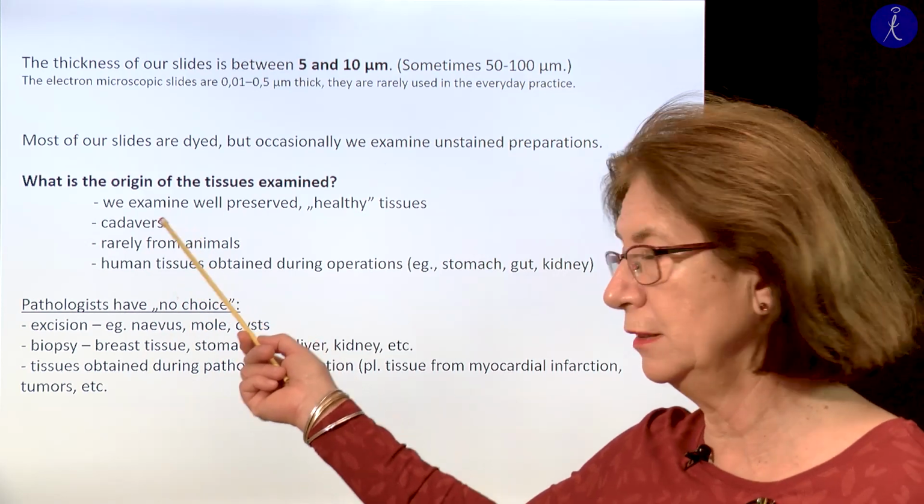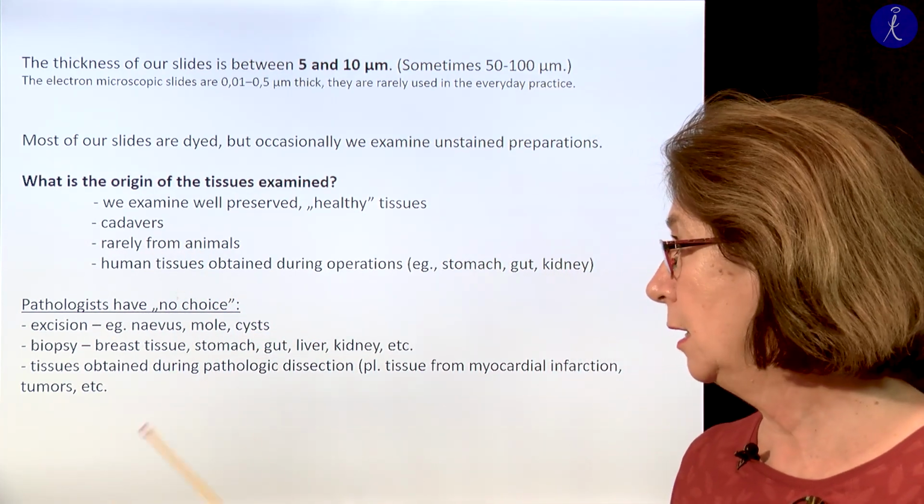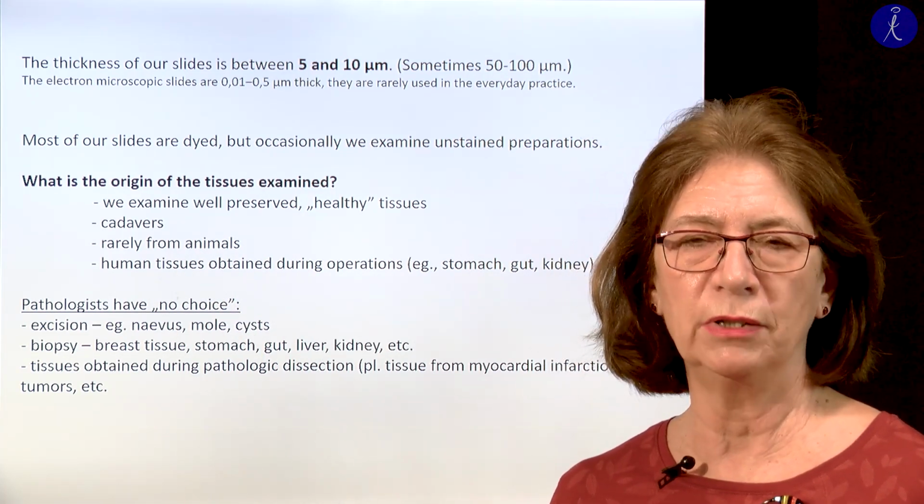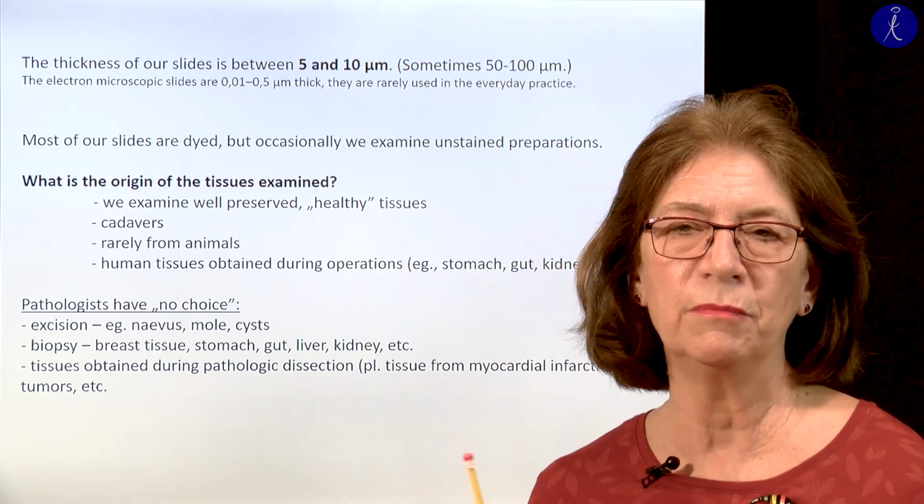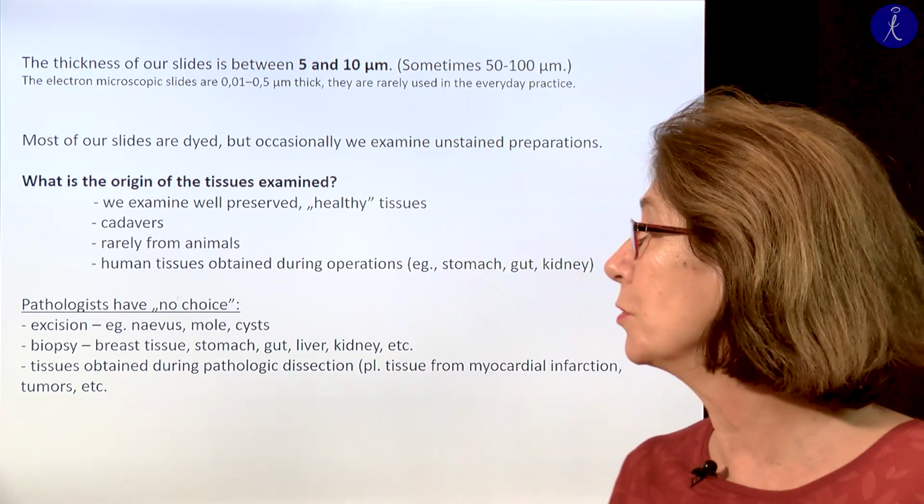Where do they come from? They may come from cadavers. Of course, these cadavers have to be relatively fresh. Rarely they come from animals. We don't really like to use animal tissues for teaching you human histology. They are very similar, but still. So if we teach you human, we would like to use human tissues.